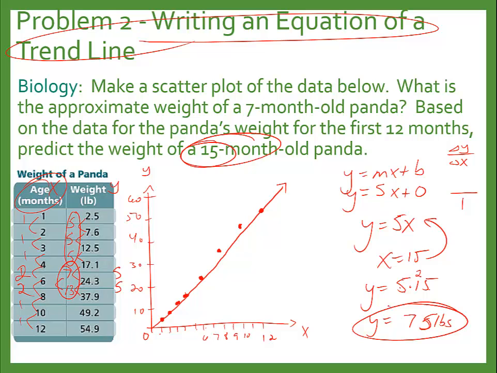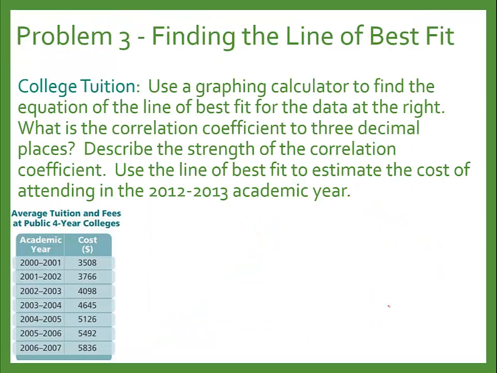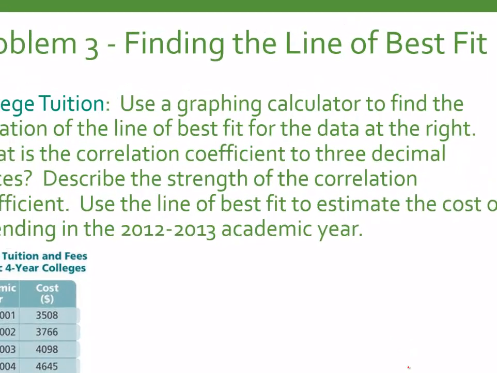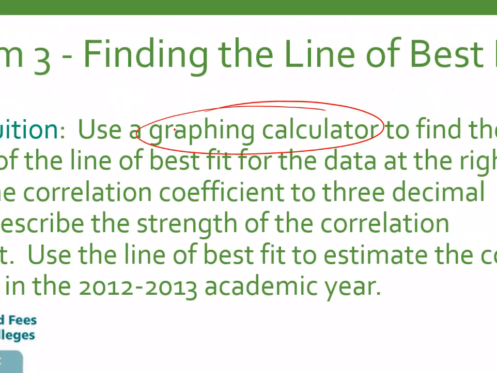How fun. Problem 3, finding the line of best fit. Use a graphing calculator to find the equation of the line of best fit for the data at the right. What is the correlation coefficient to 3 decimal places? Describe the strength of the correlation coefficient. Does it really say use a graphing calculator? Dadgummit. Do we have to? Shoot. Well, we'll do that tomorrow.